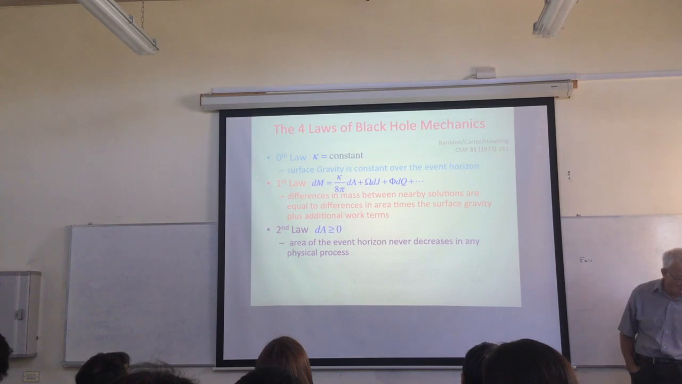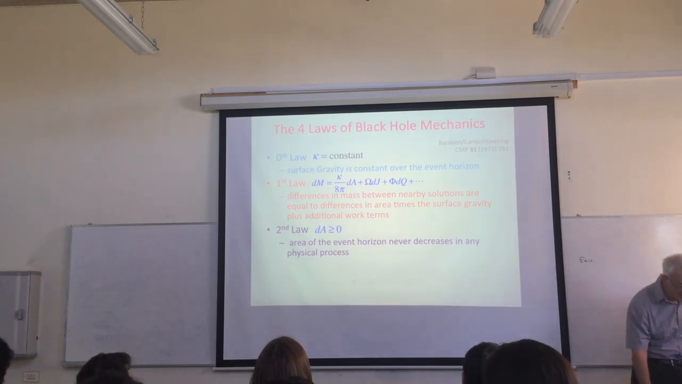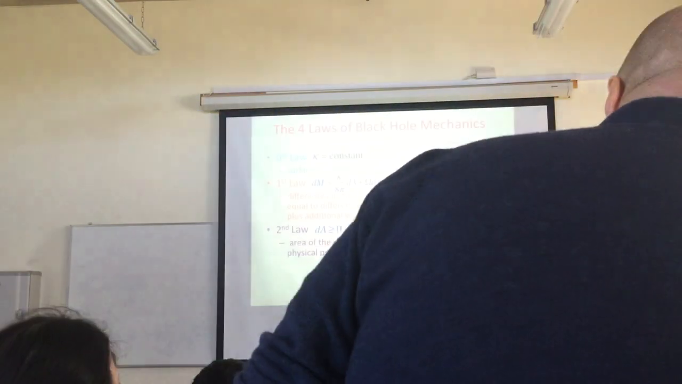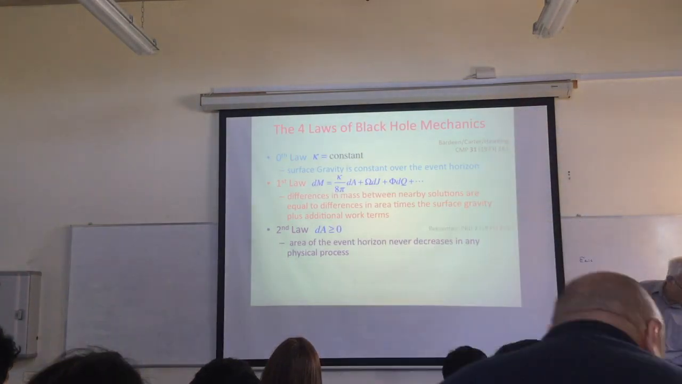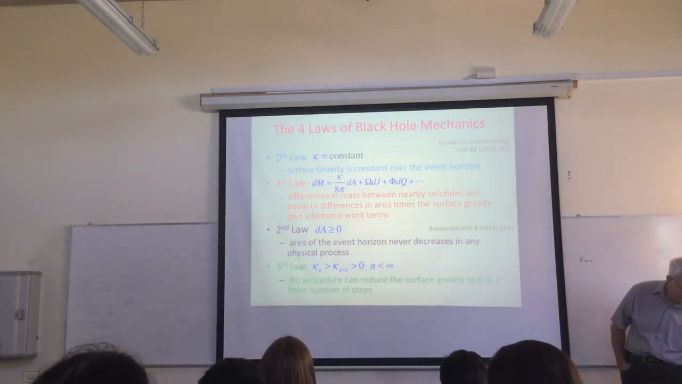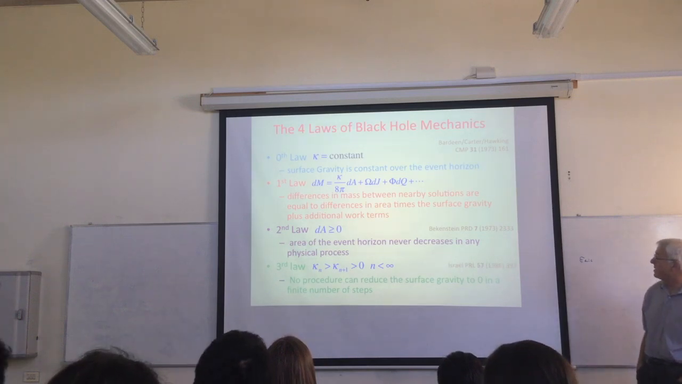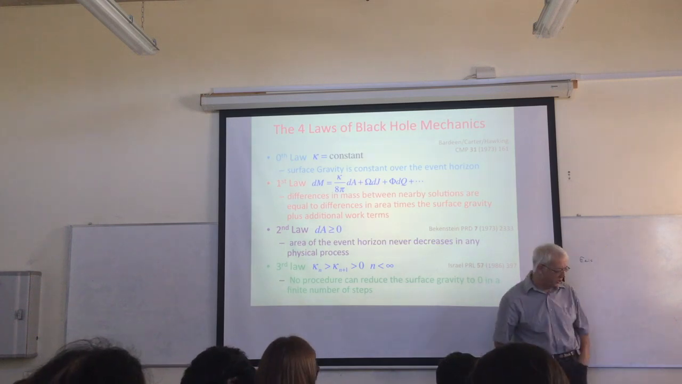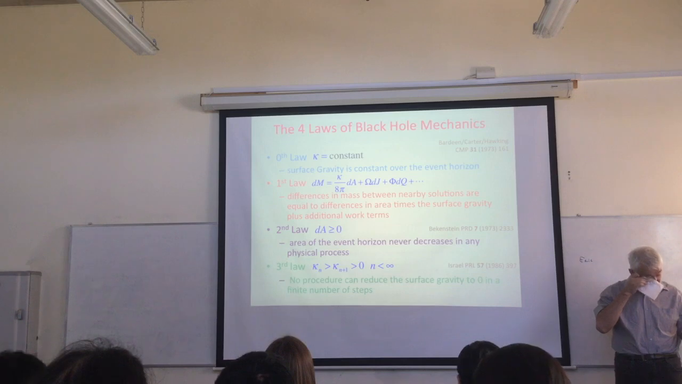The second law is that the area of the black hole never decreases in any physical process. And then the third law, which came along somewhat later, as Werner Israel formulated it, is that you cannot reduce the surface gravity of the black hole to 0 in any finite number of steps.